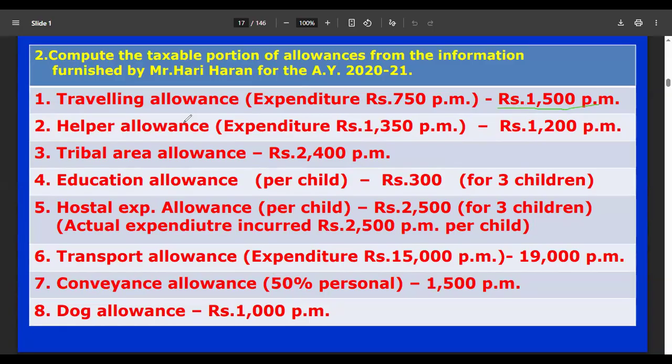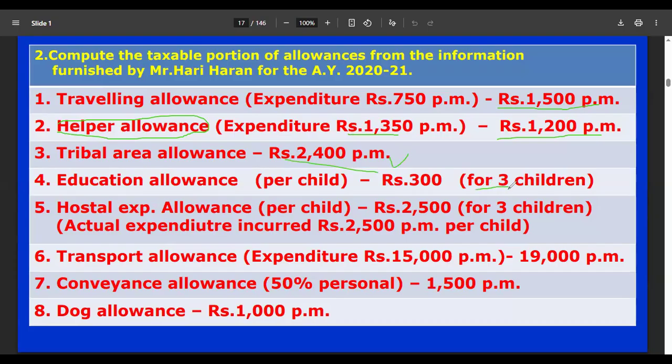So it is permitted. Helper allowance, my expenditure is 1,350 and allowance is 1,200. But helper allowance is fully taxable if it is given for a specific person. Then tribal allowance is allowance which is given to reside in a tribal area. So this is for survival. So this allowance is allowed.